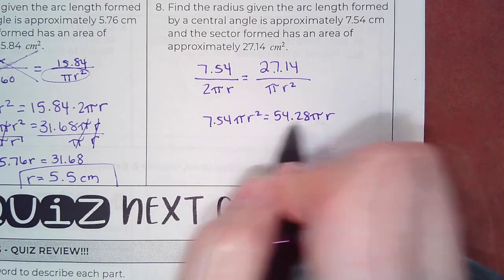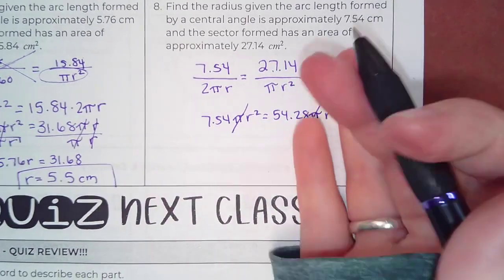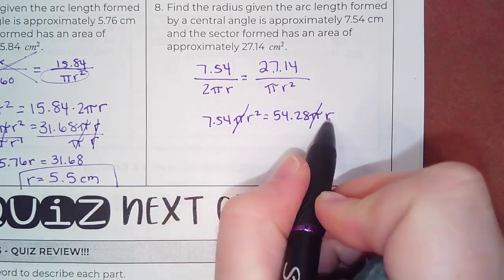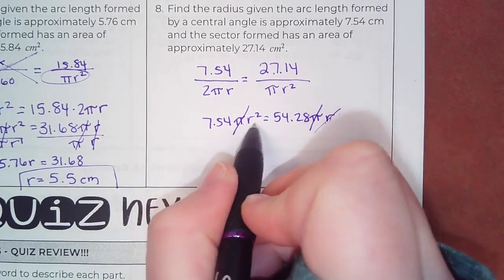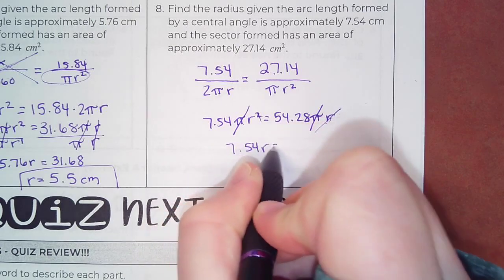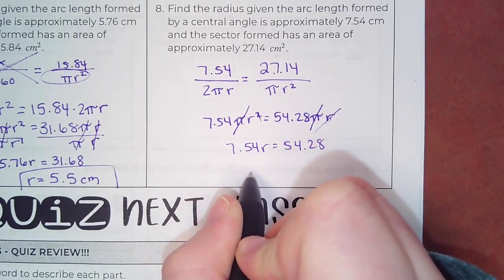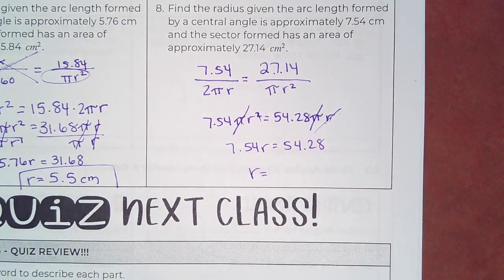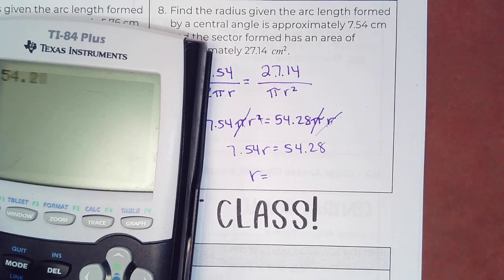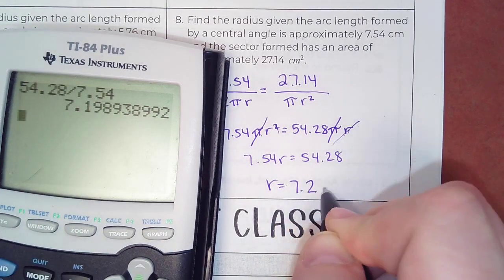Okay, we have pi's on both sides. They cancel. Because it's multiplication, I'd be dividing. If I divide this r over, it cancels here, and it brings this down to 1. So 7.54 r equals 54.28. Divide by 7.54, so r equals 54.28 divided by 7.54, 7.19, so 7.2 centimeters.